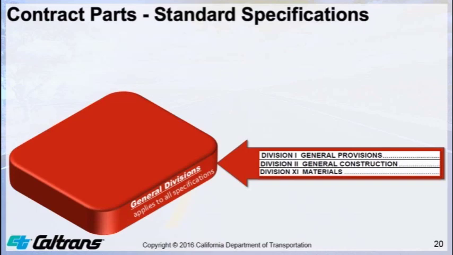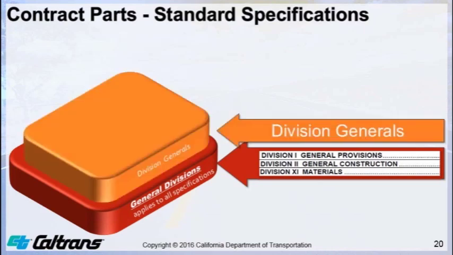Now let's take a look at the organization from a different view. We started with the foundation, which are the general divisions. Then we have division generals. For division generals, the specifications in the general section of a division apply to all sections within the division, which is stated in Division 1 General Provisions, sections 1-1.01.